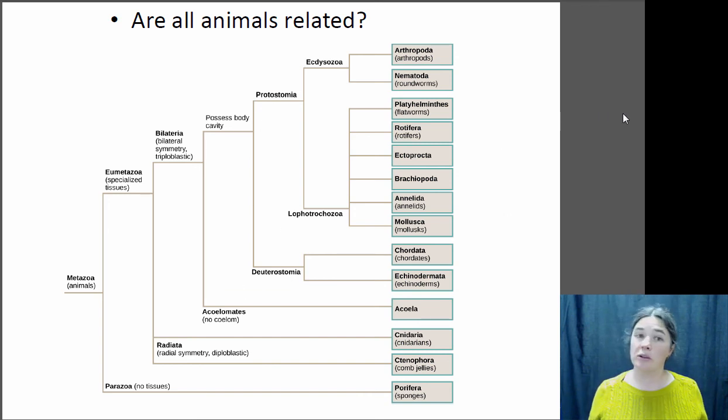But all animals are related to each other. Animals are a monophyletic group. Cast your minds back to evolution. You hopefully remember that a monophyletic group is a group that contains the common ancestor and all descendants of that ancestor. So we are a monophyletic group. We are more closely related to all other animals than we are to any other group that's alive today. Okay.